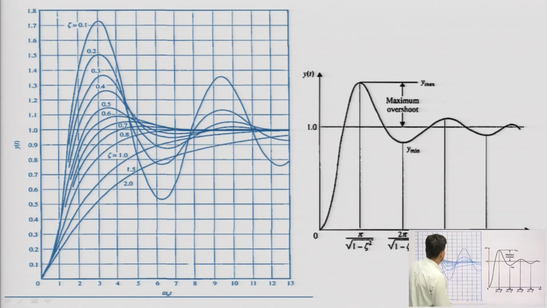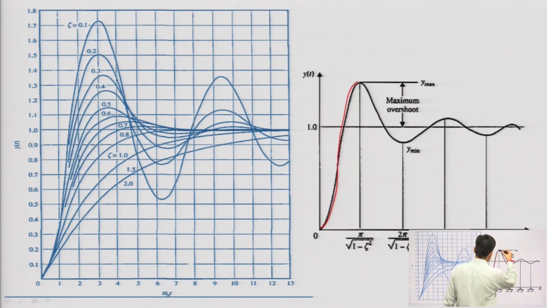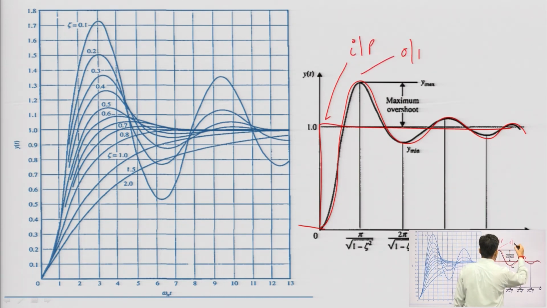Now, I would like to see what my output response is for this case when zeta is less than 1 but greater than 0, underdamped. This type of response comes, and this is my input, and this oscillation is present at the output. The frequency of oscillation would be omega n, but it keeps on decreasing, then the frequency would be omega d.